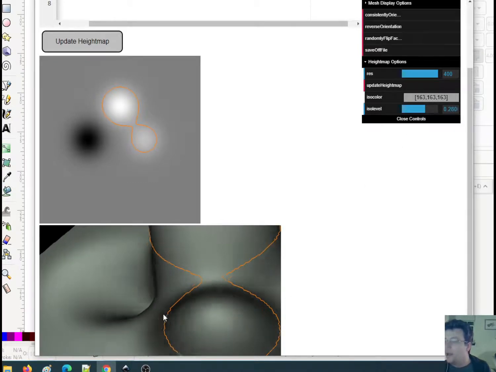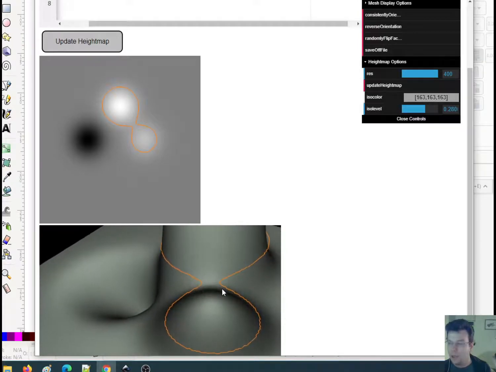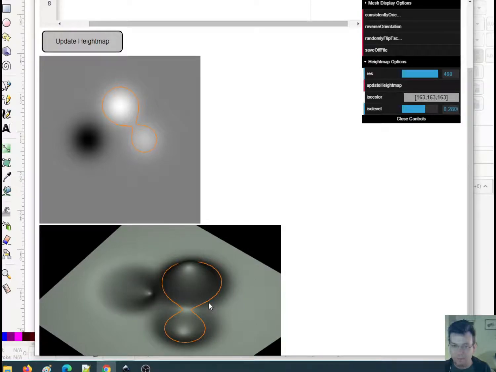But a saddle point is a point where if you go along one direction, it's going down, but if you're going along another direction, it's going up. Imagine this is a horse that you're sitting on with a saddle. There's your left leg, there's your right leg, there's where you're sitting, and then there's the front of you. So that's called a saddle point. And that's where we get the pinches.